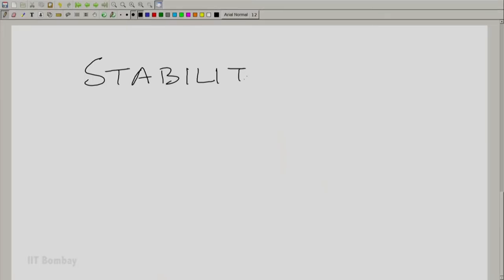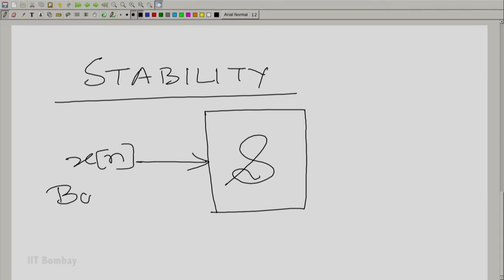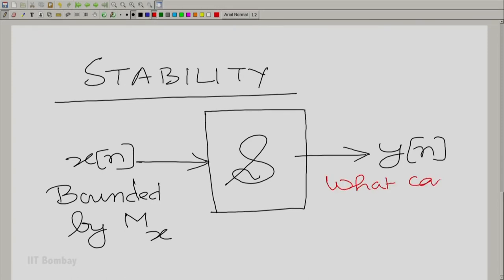Now we come to stability. So stability is equally simple. In stability, what you are saying is something very similar to what you said in continuous variable systems. You have this bounded input x[n], and let's say it's bounded by Mx. And you ask, what can we say about the output y[n]? Now, what does boundedness mean? Boundedness means that the magnitude of the input at every discrete variable point is less than or equal to the bound which you have given it, namely Mx.